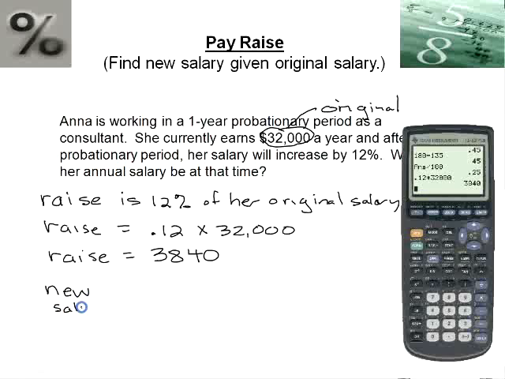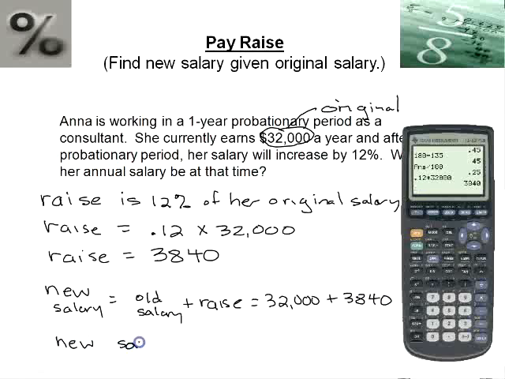Now her new salary will be her old salary plus her raise. So her new salary will be $32,000 plus the $3,840 raise she's going to get.